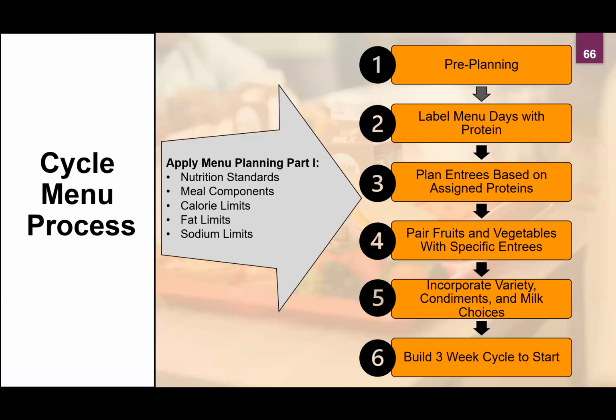So again, just reviewing that process we talked about earlier, you're going to pre-plan. You're going to label first with proteins, then assign the entrees to match those proteins. Pair it with your fruits and vegetables. Make sure you add your condiments and milk, and then continue on to each week to build your menu cycle. Now you can have a menu cycle of 3 weeks, 2 weeks, 5 weeks, whatever works best for your situation.